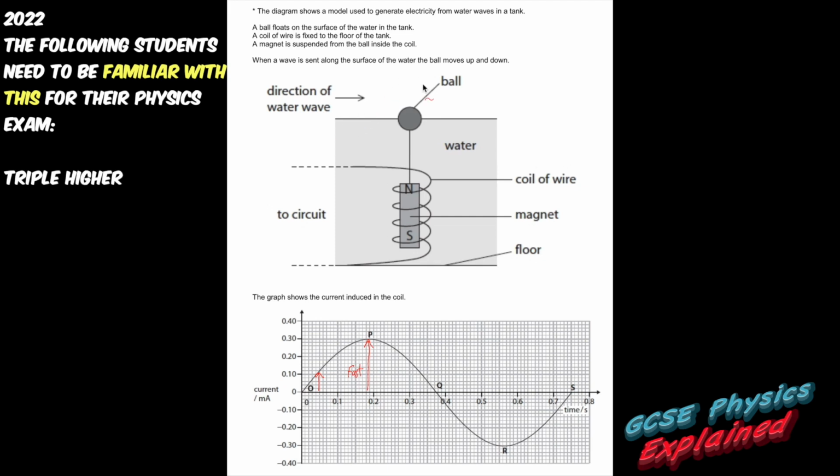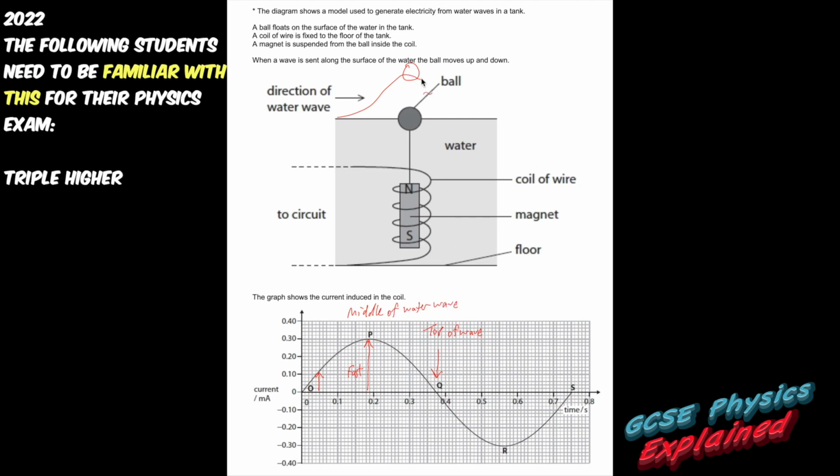Now, as the wave comes past, when the wave is at its peak, that ball is going to be at the top of the wave, and just for a split second, the ball isn't going to be moving. So that's going to be at that position there, when the current is nothing. So that's going to be the top of the wave. This will be at the middle of the wave.